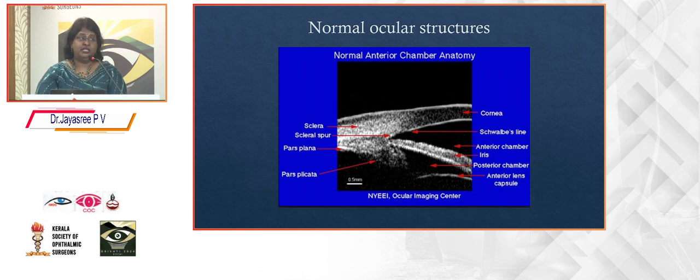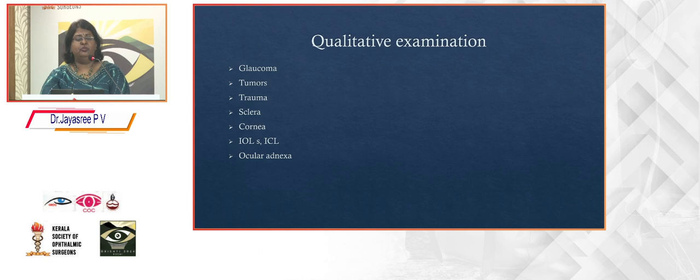But what is the reason for this secondary angle closure? When you need to identify that, you need to see what the ciliary body is, what is the relation of the posterior chamber, what is the relation of the lens and the iris, and how the ciliary body and the choroid are acting. That can be identified based on this. So we are able to not just identify glaucoma. It is useful in tumors, traumas, identifying scleral structure, layers of sclera, cornea, in identification of ICL and placing of the IOL, and ocular adnexa assessment also.